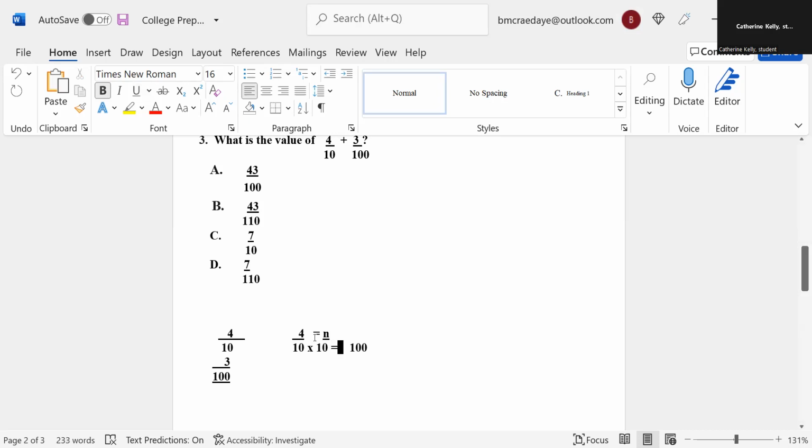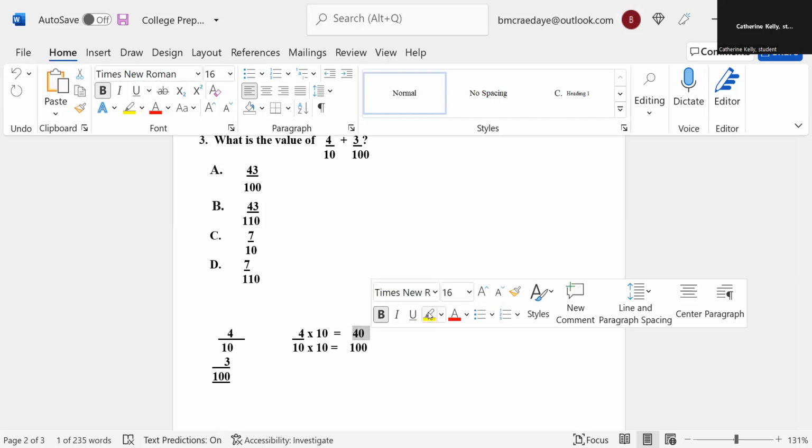Now, if I multiply that denominator by 10, I have to multiply the top number, that's the numerator, by 10. So 4 times 10, what's that equal to, Catherine? You got it. 40. That's right. So this N is 40. So let's just put 40 here. I take the N out because we've already solved what the N is. So 4 over 10 is 40 over 100.